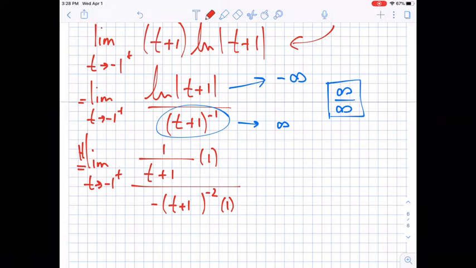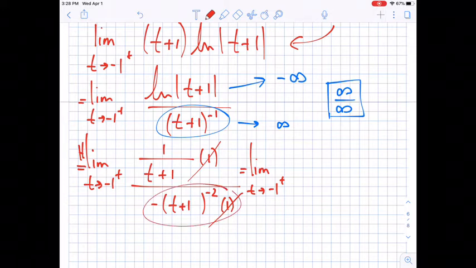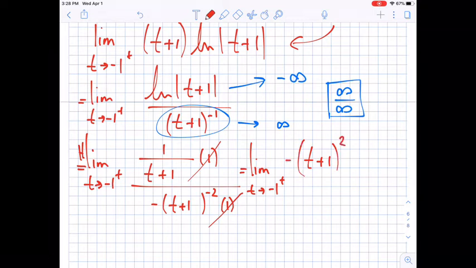And now all we have to do is simplify this and see what's left over. So let's forget about those minus 1s. Let's just rewrite this, see what we have. T is going to minus 1 from the right. Let's bring this t plus 1 to the minus 2 up. So we end up here with t plus 1 to the positive 2. It's still all negative, but it's going to be divided by t plus 1.